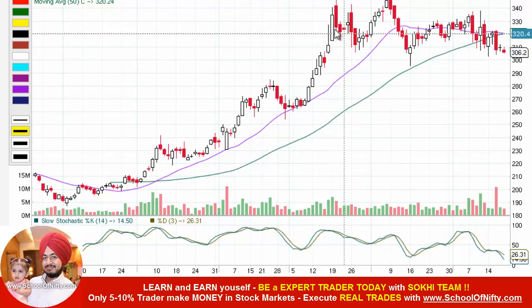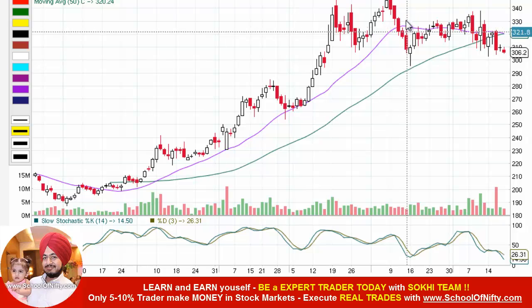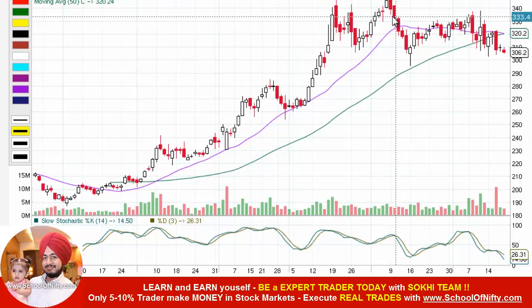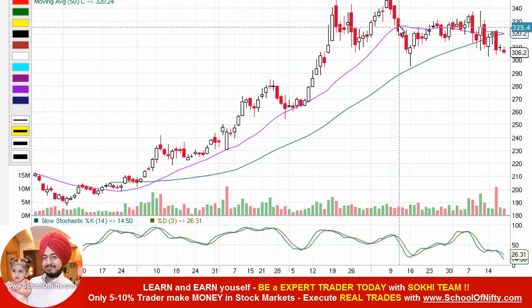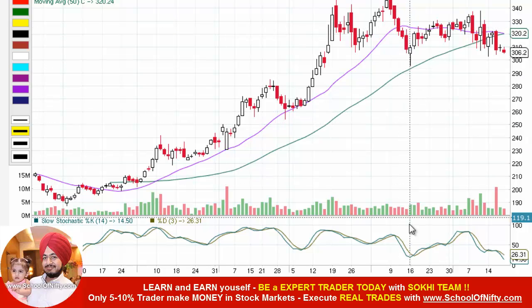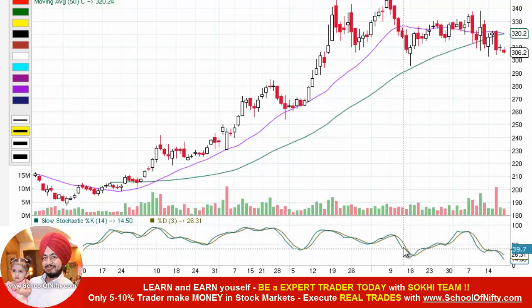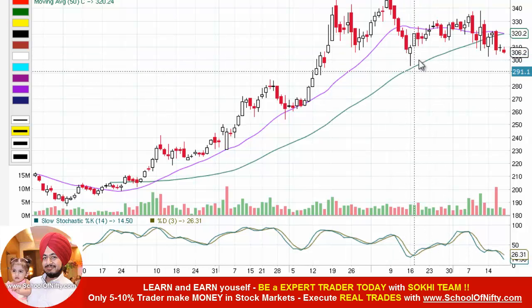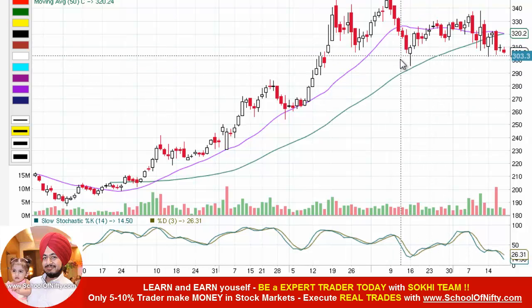Fine. And now it has gone up, gone down, gone up. Though it has retraced over here, which is the 20 days moving average, I won't be buying because the stochastic is not in buy mode. You see the stochastic is going down. Look carefully. Is it in buy mode? No, it's in sell mode. So I won't buy over here. Now at this region, it has taken support just above the 50 days moving average.